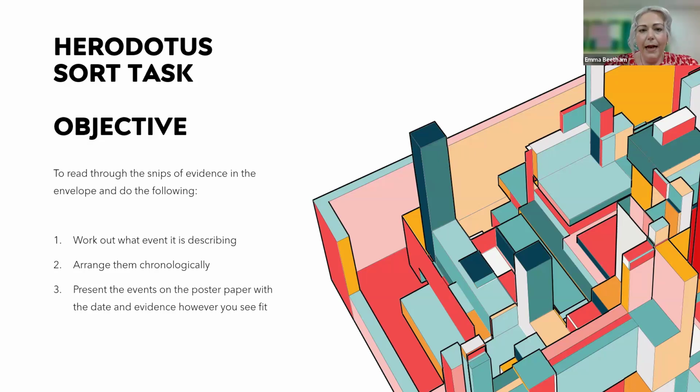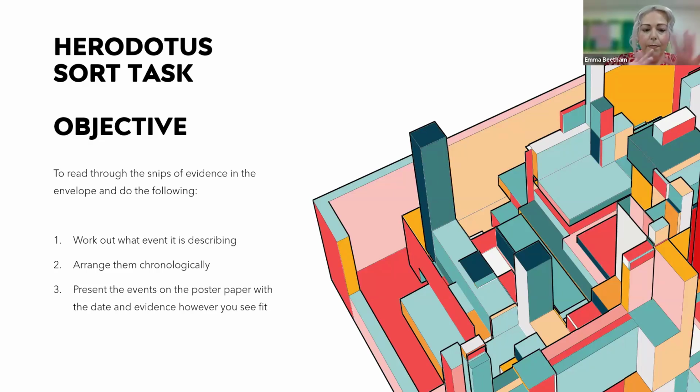I didn't give them any other instructions. There was no indication of which section of the book it was from. There were no numbers on the book. They were in this envelope and they had to empty them out. And these instructions were on the board, which I went through. They had to read through the bits of evidence that were cut out and try to work out from the source what event Herodotus was trying to describe, or what it was discussing. Try and arrange it so the bits of evidence were put chronologically in order.